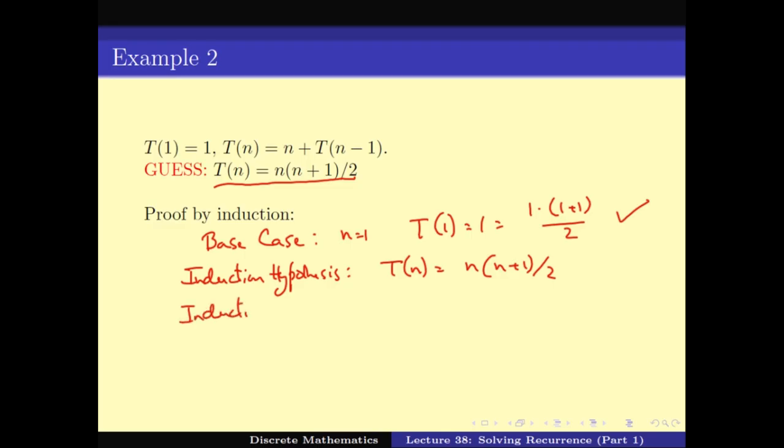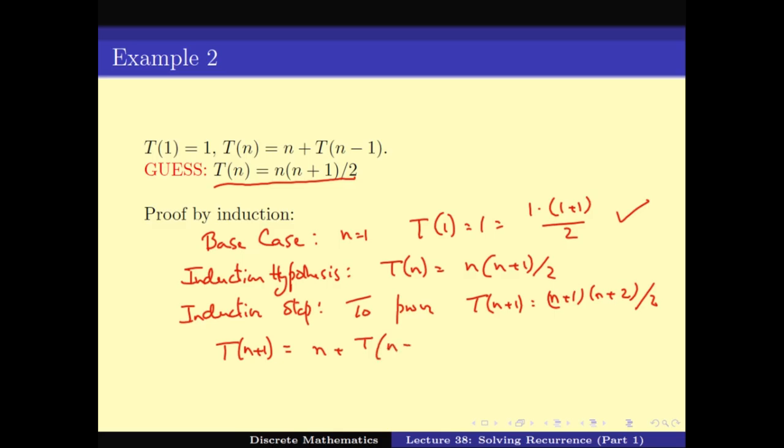Now in the inductive step, we have to prove that T of n plus 1 equals n plus 1 into n plus 2 by 2. Now, how do we prove it? T of n plus 1 is given as n plus T n minus 1, which is n plus n into n plus 1 by 2. This is by induction hypothesis. This is not n, this should be n plus 1, right?